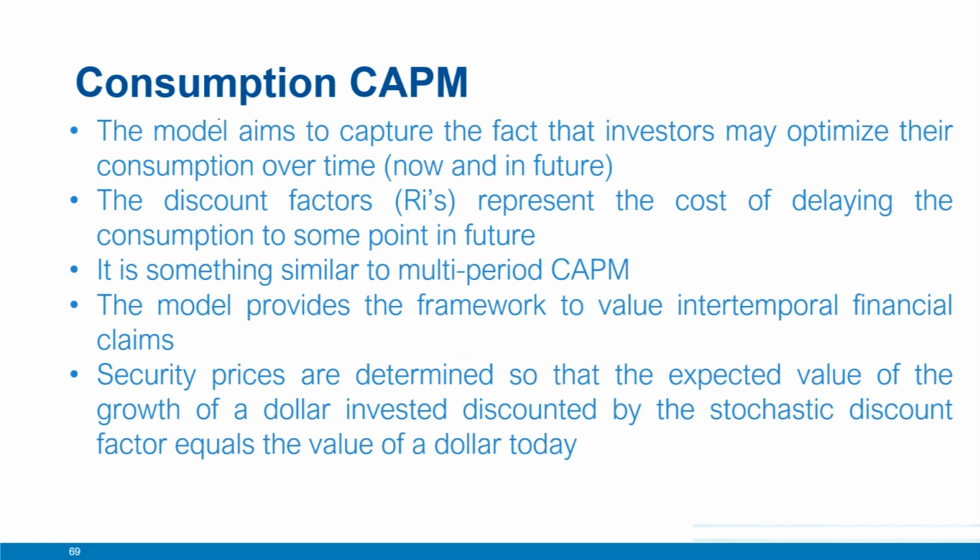Now, this multi-period consumption version of CAPM aims to capture the fact that investors may optimize their consumption over time, not necessarily in a single period, but over multiple periods, that is now and in future. For this, we need discount factors. These discount factors are stochastic in nature and they represent the cost of delaying consumption to some point in future, sort of an opportunity cost. In that sense, this model is similar to multi-period CAPM, in that we are trying to optimize the utility of consumption over multiple periods. And this model provides a framework to value intertemporal financial claims across different periods.